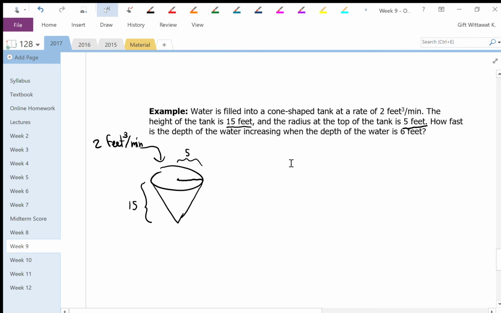Now you can kind of imagine if I pour water into this cone-shaped tank and I pour the same amount of water over time, you can kind of see at the beginning the water would have filled up pretty quickly. But at the end, because the surface is getting bigger, if I pour in the same amount of water in, you would see that it would not increase as much. So it's kind of the same thing when you actually drive.